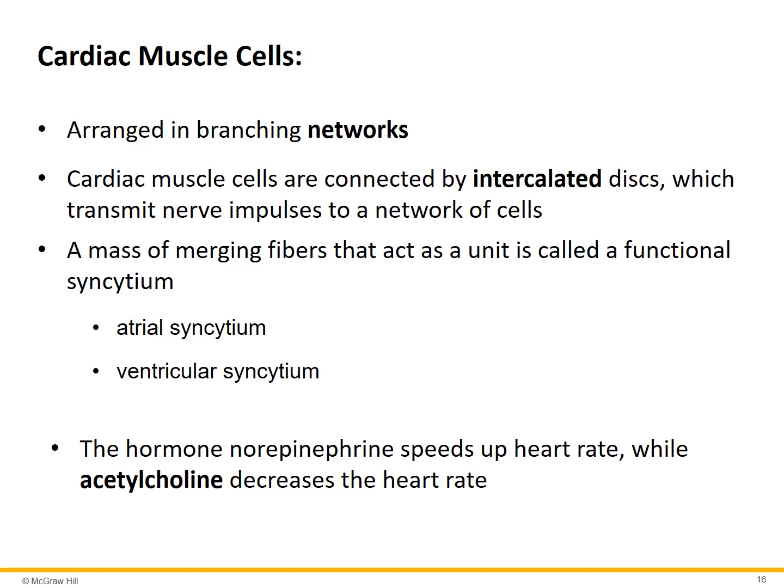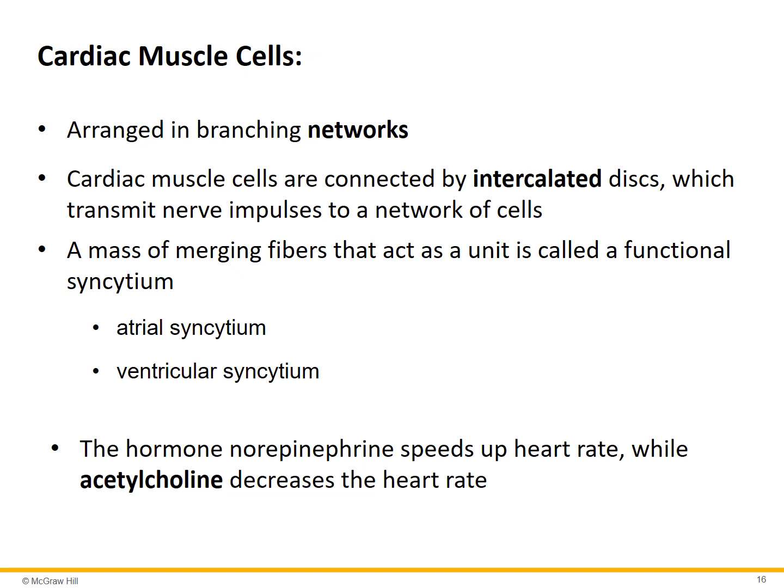Okay, so you have these muscle cells or fibers that form a functional syncytium. That just means they are in sync with each other. They can function as a unit. So you have the atrial syncytium, where all the atrial cardiac muscle cells are connected together, and then the ventricular syncytium, where all the ventricular muscle cells function together.